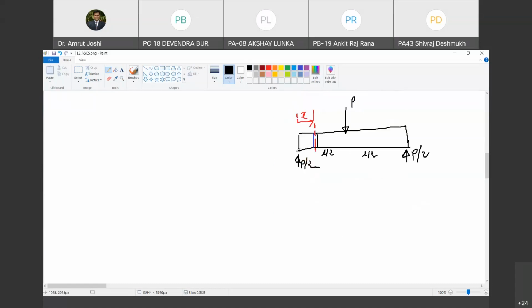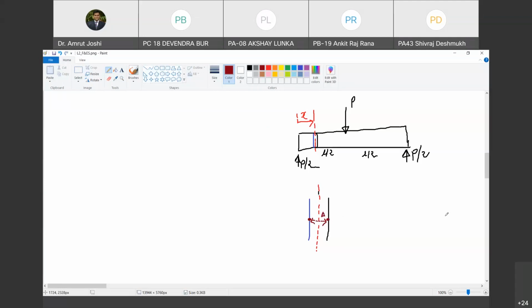Okay. Now let me take the moment of all the forces on the left hand side at this distance X. So how will it look? Let me draw it here. This is the section at distance X. This is the cross section just on the left hand side of the section taken. This is the cross section just on the right hand side of the section taken. Are you with me? Yes, sir. And what is the distance between these two cross sections before any load was applied? Let me call this distance delta. Happy?